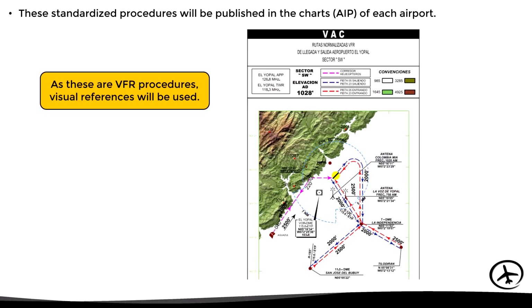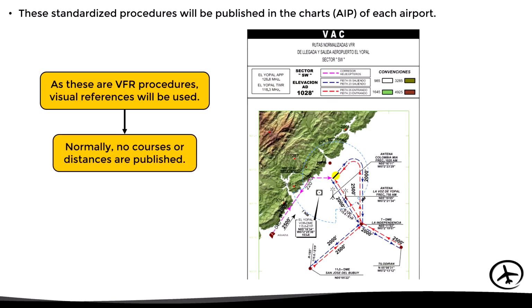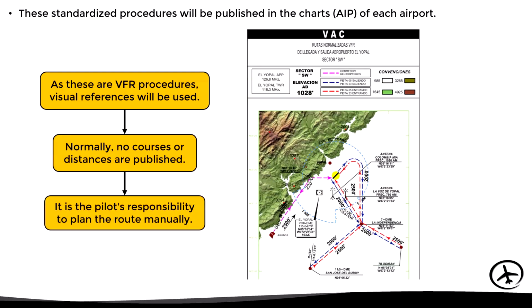Now, these standardized routes are published in the charts of each airport, and as these are VFR procedures, visual references will be used, such as towns, rivers, roads, railways, etc. Normally, no courses or distances are published in the chart, which means that it is the pilot's responsibility to plan the different headings and distances manually by himself.